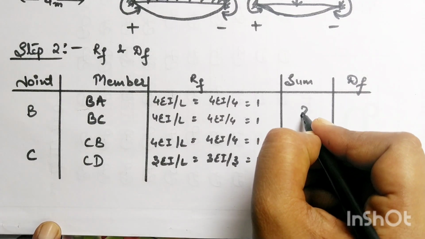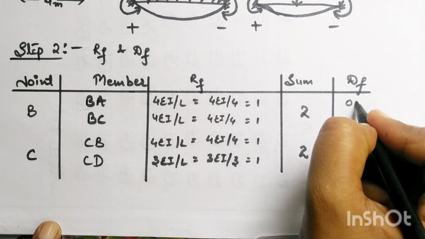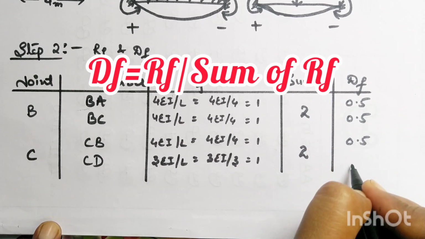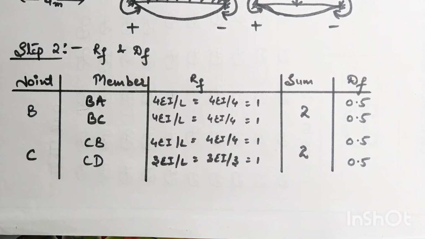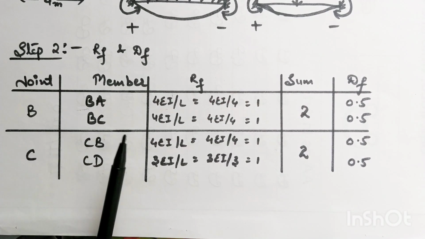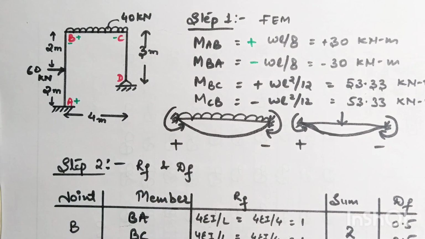So we have to just sum up our RF at one joint. So next is your DF. DF is RF divided by sum of RF. So we got this one. Remember, at a joint it has to be equal to 1. So at B it has to equal 1 and at C also it has to equal 1.